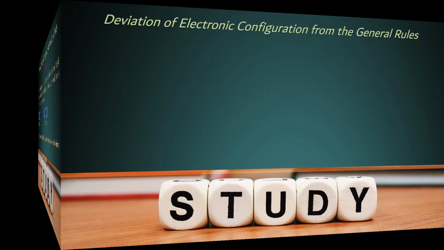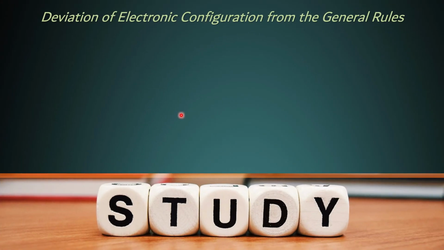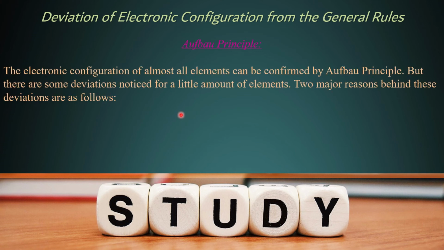Now, deviation of electronic configuration from the Aufbau principle. You know, the Aufbau principle is the main basis of electronic configuration, and there are some atoms which don't follow the Aufbau principle. Why don't these atoms follow the Aufbau principle?